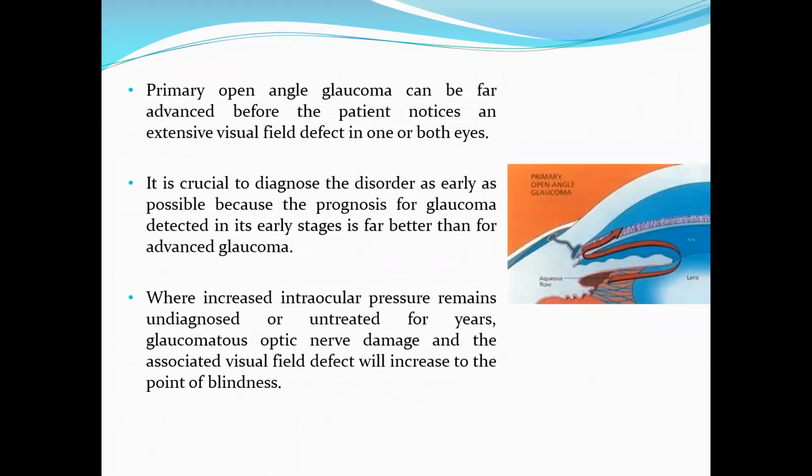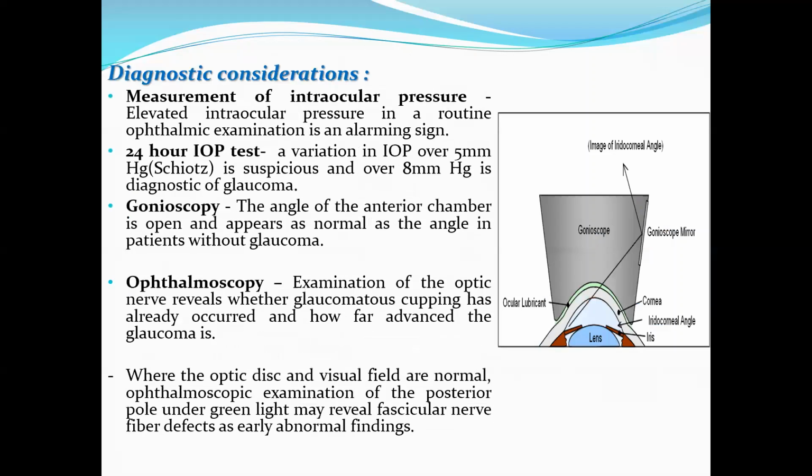Primary open-angle glaucoma can be far advanced before the patient notices an extensive visual field defect in one or both eyes. It's crucial to diagnose the disorder as early as possible because the prognosis for glaucoma detected in its early stage is far better than for advanced glaucoma. Where increased intraocular pressure remains undiagnosed or untreated for years, glaucomatous optic nerve damage and the associated visual field defects will increase to the point of blindness.